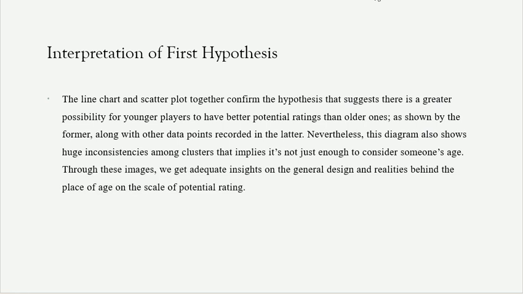Both the line chart and scatter plot together confirm the hypothesis that there is a greater possibility for younger players to have better potential ratings than older ones, as shown by the former, along with other data points recorded in the latter. Nevertheless, this diagram also shows huge inconsistencies among clusters, which implies it's not enough to consider just someone's age. Through these images, we get adequate insight of the general design and realities behind age and potential rating.